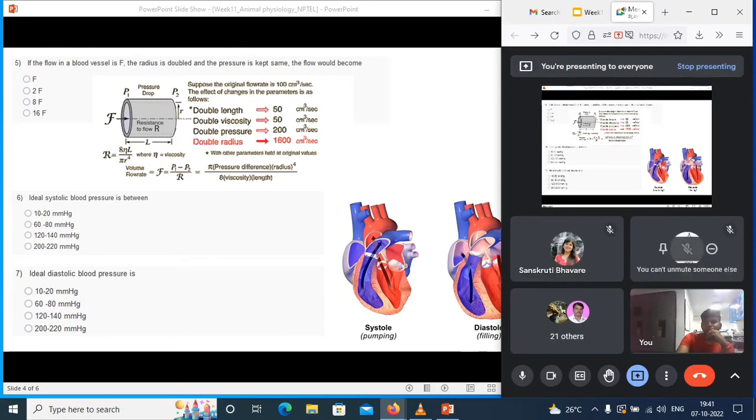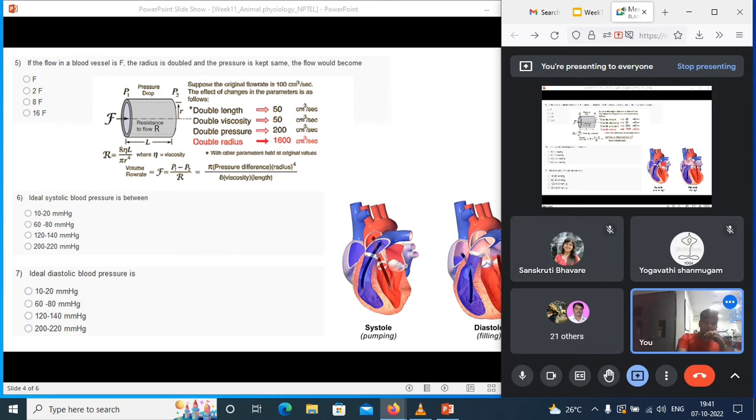Okay. So question number 5 is: if the flow in the blood vessel is F and the radius is doubled and the pressure is kept the same, then what would the flow become? If you directly consider the formula for the volume flow rate, then it is not tough for me to explain. Basically the formula for volume flow rate is F equal to P1 minus P2.